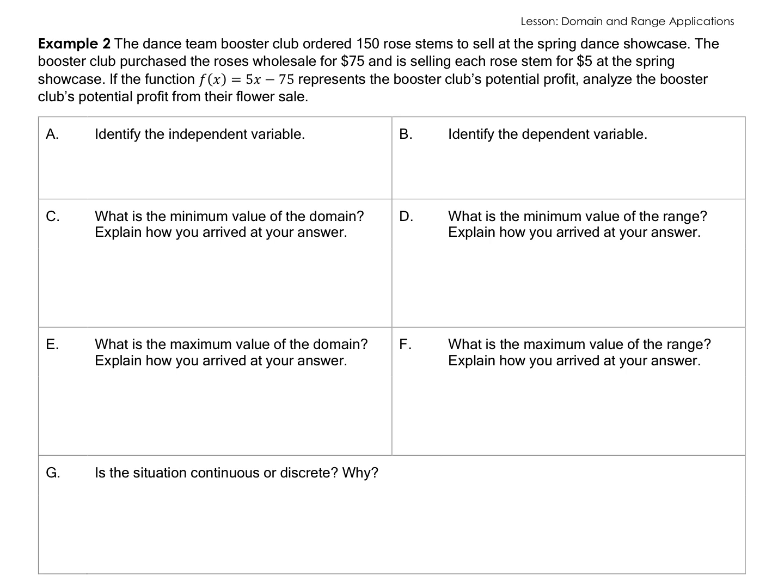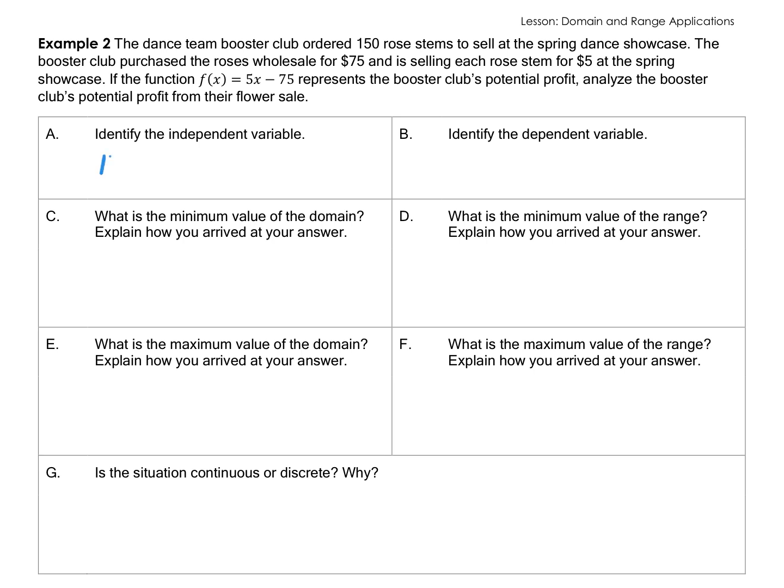The dance team booster club ordered 150 rose stems to sell at the spring dance showcase. The Booster Club purchased the roses wholesale for $75 and is selling each rose stem for $5 at the spring showcase. If the function f of x equals 5x minus 75 represents the Booster Club's potential profit, analyze the Booster Club's potential profit from their flower sale.